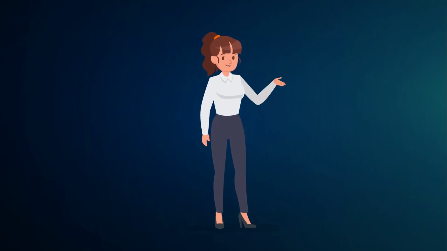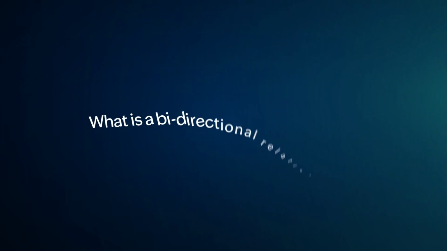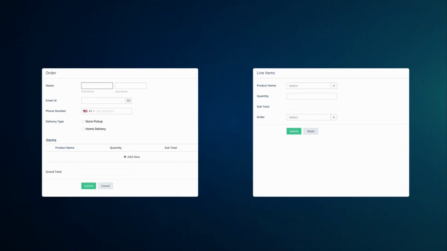Everyone. In this video, we will learn how to establish a bidirectional relationship between a main form and a subform. Before we move on with the configuration, let's understand what a bidirectional relationship is. A bidirectional relationship is a lookup type in Creator where data flow is mutual between the related forms.